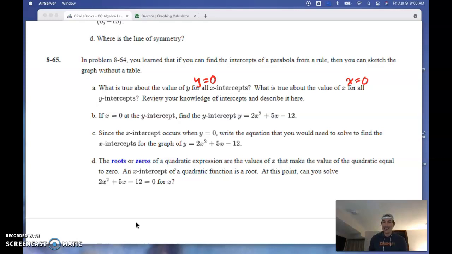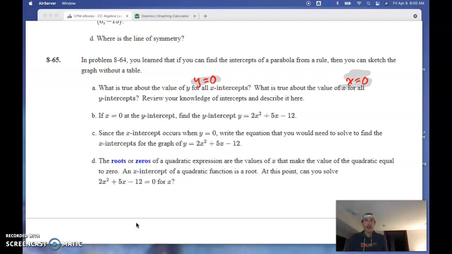Again, the sketch is not a drawing of perfect, so to speak. What is true about the y value for all x-intercepts? Well, the definition here, folks, is that y must be 0 in order for it to be an x-intercept. Okay? And I kind of hinted at that in the last problem. What is true about the x value for all y-intercepts? And likewise, x has got to be 0.